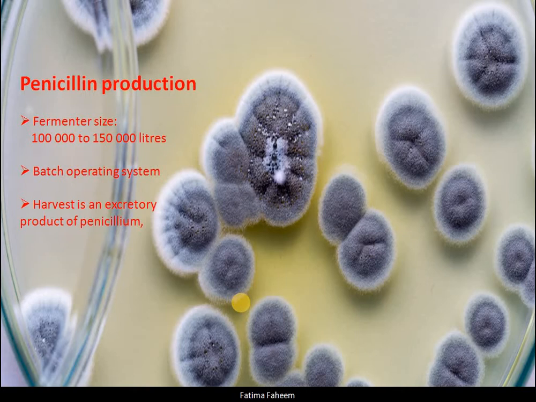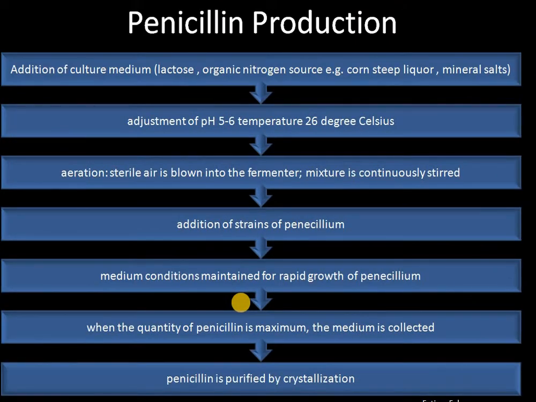For its production, we need a fermenter with a capacity of 100,000 to 150,000 liters. The product, penicillin antibiotic, is produced by a batch operating system. What a batch operating system is, I have discussed already in my previous lectures. The harvest, or the product obtained, penicillin, of course the antibiotic, is an excretory product of the fungus called Penicillium. It's a very important point that you should remember that penicillin is the excretory product of this fungus. The process involves the addition of culture medium.